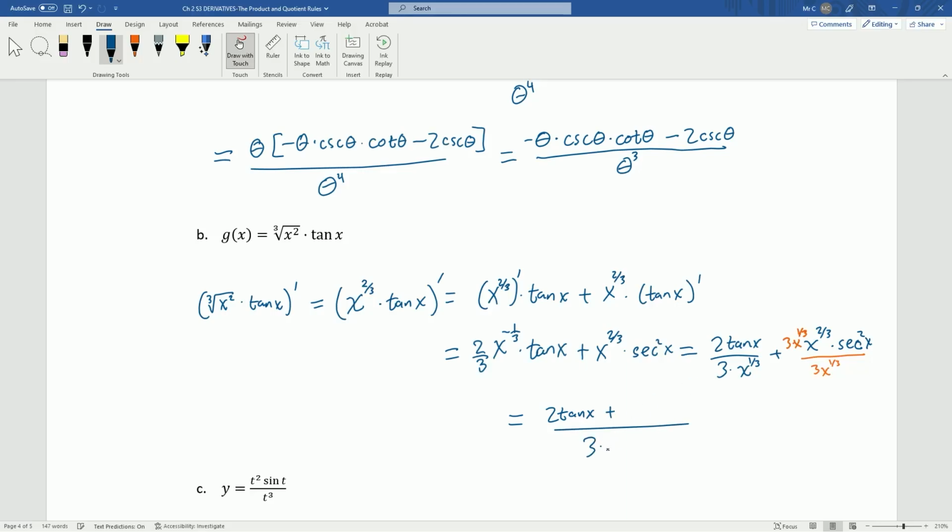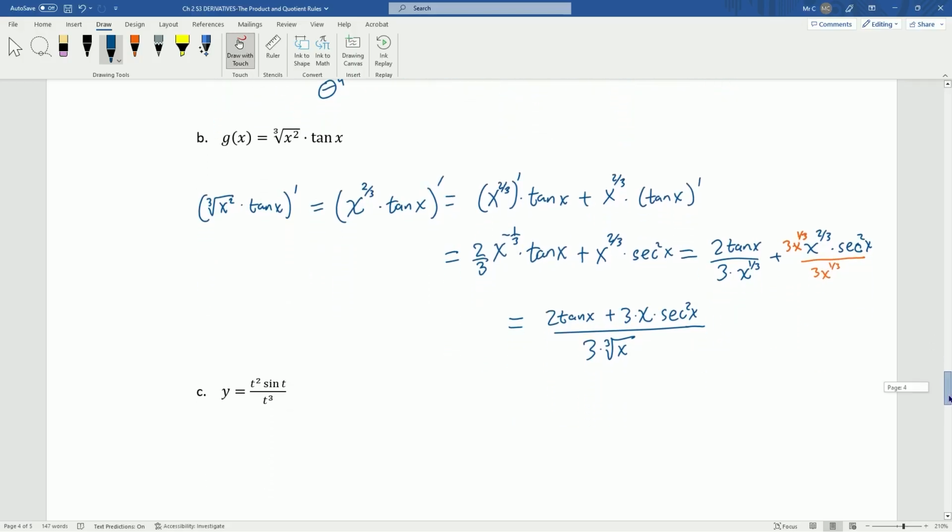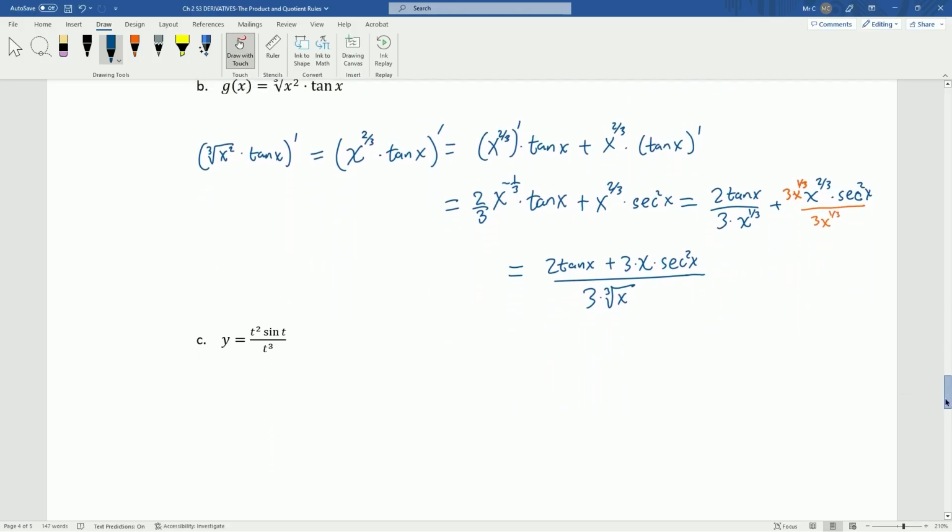So in the denominator, I get 3 times the cubed root of x, and up top I get 2 tangent of x plus 3 times x to the 1/3 times x to the 2/3, which is just x, times secant squared of x. So this isn't really necessary. I would have been fine with this first answer. But again, simplifying into something like this might make later work a little bit easier. That just depends on the work you have to do afterwards.